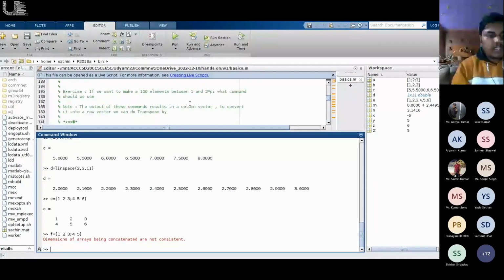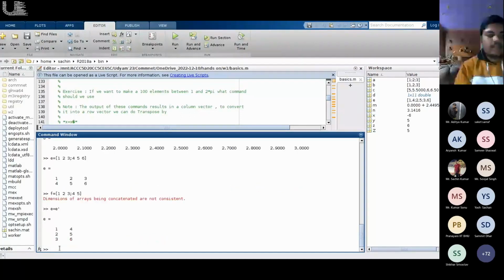So here we have E is equal to a 2D matrix, which has 1 2 3 in the first row and 4 5 6 in the second row. If I want to transpose, we can use E equal to E dash. It will convert E to 1 4, 2 5, 3 6. Everyone knows transpose, right?